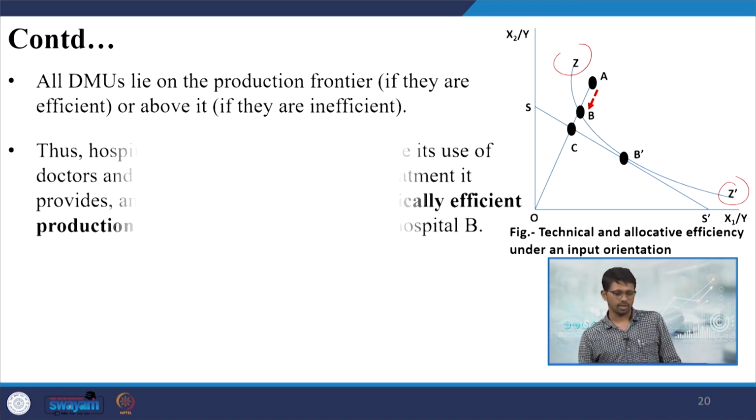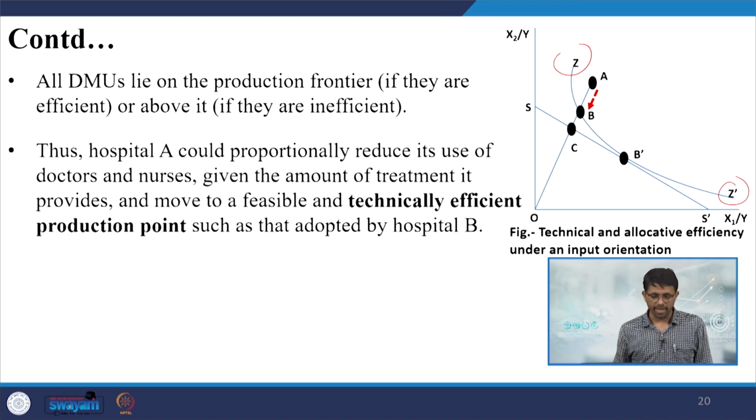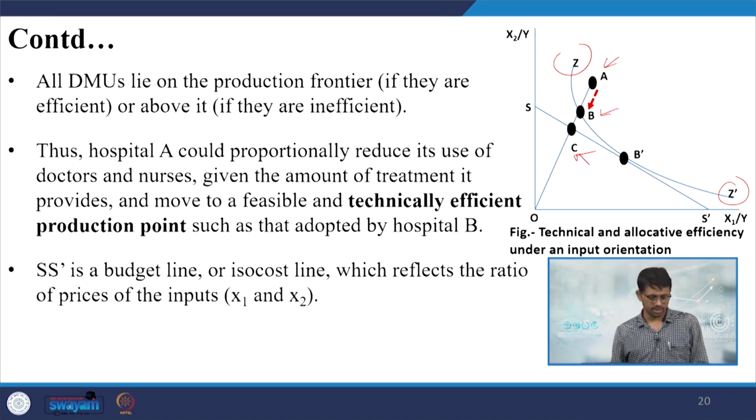At this time, we are discussing how hospital A could proportionally reduce its use of doctors and nurses, given the amount of treatment it provides, and move to a feasible and technically efficient production point such as that adopted by hospital B. So there are DMU units A, B, C presented in this case. You can just have a look. Here are the units. We will be comparing and explaining the possibilities.